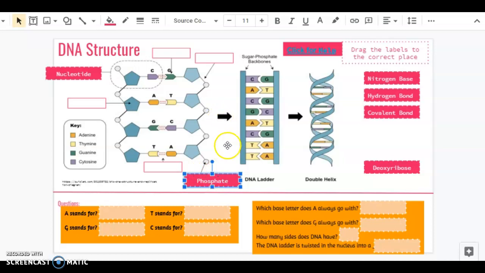The pentagon, the little house structure, is the sticky sugar that connects both to the phosphate and to the third structure inside. That is the sugar, and in DNA, that sugar is deoxyribose. And the rectangular structure, the third part of the nucleotide that comes out into the middle of DNA, is the nitrogen base.